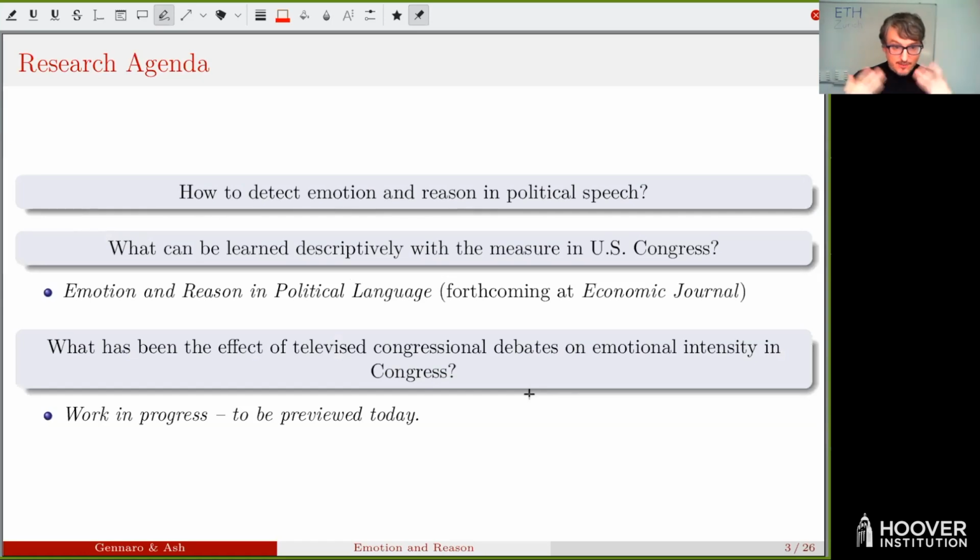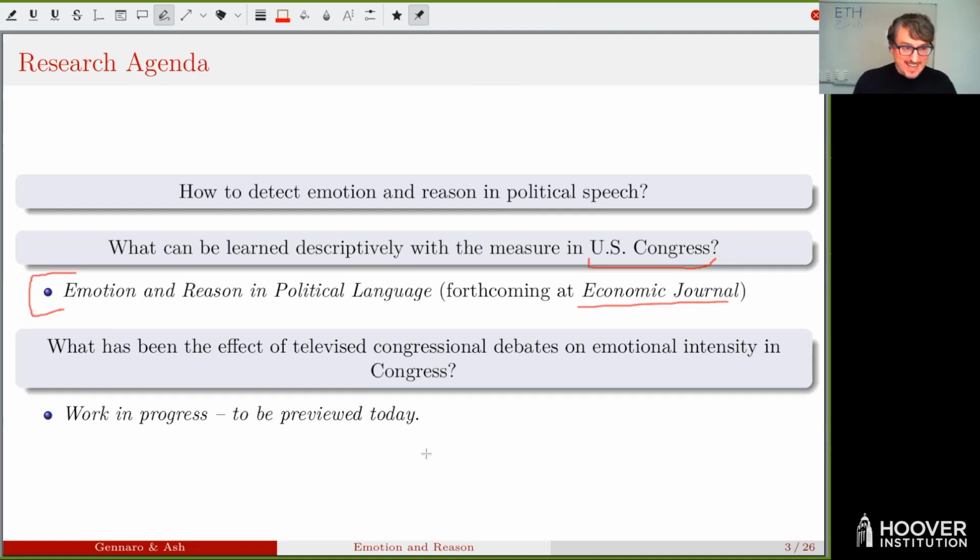So the research agenda, and also the agenda for today's talk, is, first, what is the method? This is a text analysis series, and so I'm happy to give you a few details on how to detect emotion and reason in political speech. Second, what can be learned descriptively with this measure of emotionality in the US Congress? We have data going all the way back to 1858, and we can make these really interesting long-run comparisons and look for patterns in emotional intensity over time. That's from our forthcoming paper in the Economic Journal called Emotion and Reason in Political Language. And I'm going to give you a preview of some work in progress that we don't even have a paper on yet: what has been the effect of televising congressional debates, that is the C-SPAN network? What's been the effect of C-SPAN on emotional intensity in Congress?